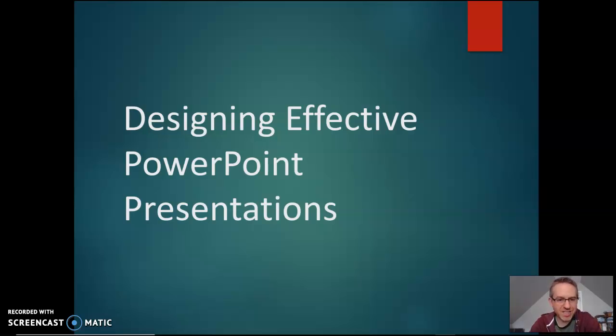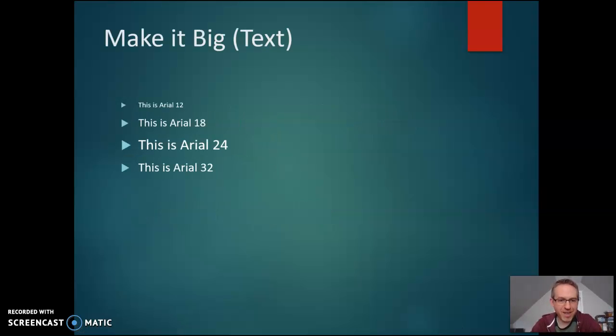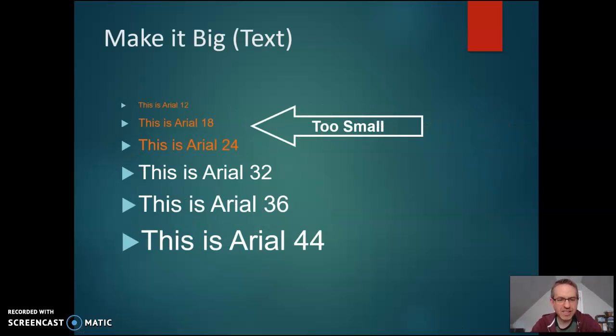So we're going to look at what it takes to make an effective PowerPoint presentation. One of the first things you've got to think about is that you have to make it big enough to read. These top three especially are way too small, especially from a distance. Now you're sitting at your computer right now, so you might say, I can read 12, I mean, Word is 12. That's true. But if you're somewhere else, those are way too small. Think about being in class, or in a big auditorium. You're definitely not going to be able to read those smaller ones.